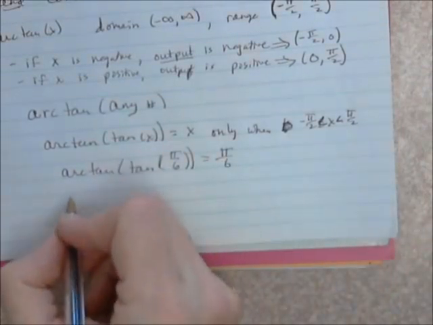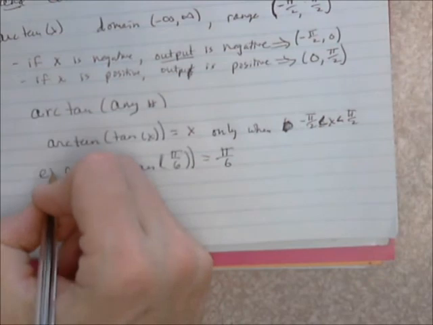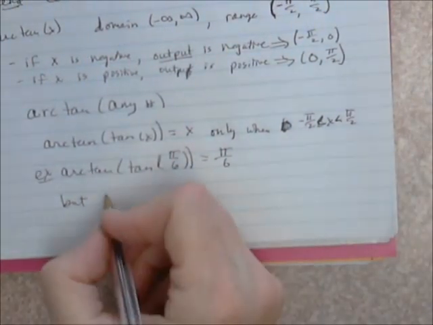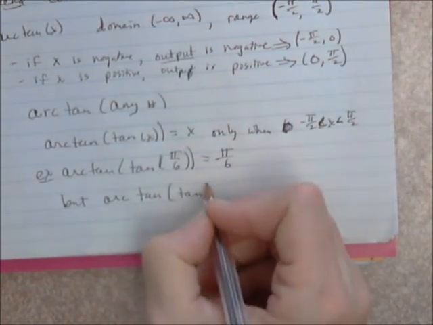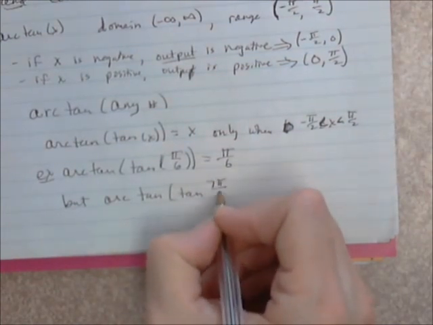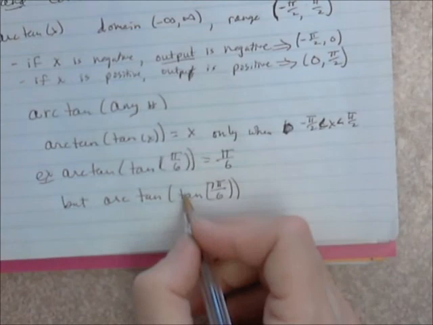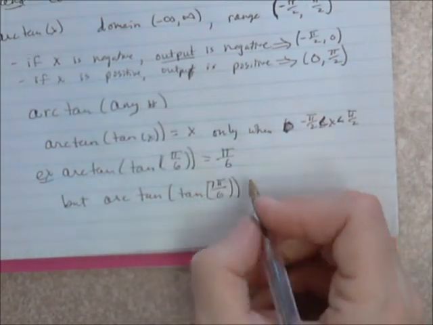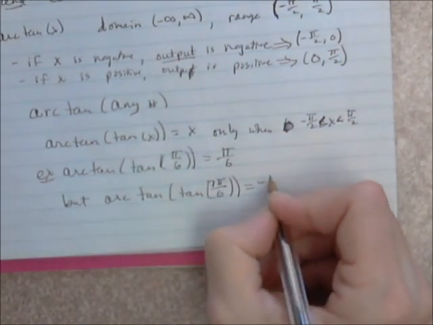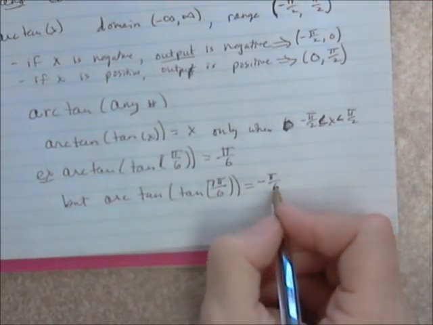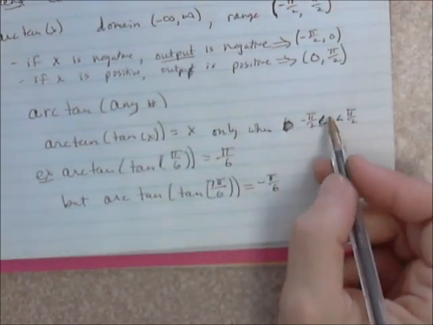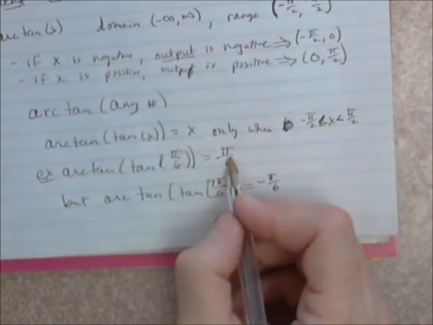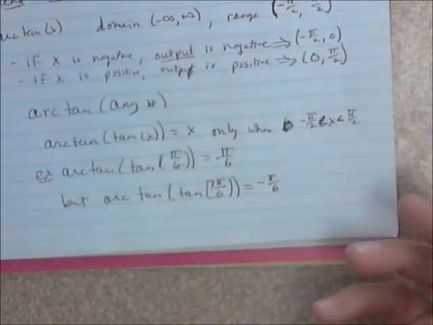But if you do an arc tan of the tan of, let's say, 7 pi over 6, that's going to be a negative value. So that would be actually equal to negative pi over 6. So the input does not equal the output because this 7 pi over 6 is outside of this range here. But this input does equal the output because the input is in the range.